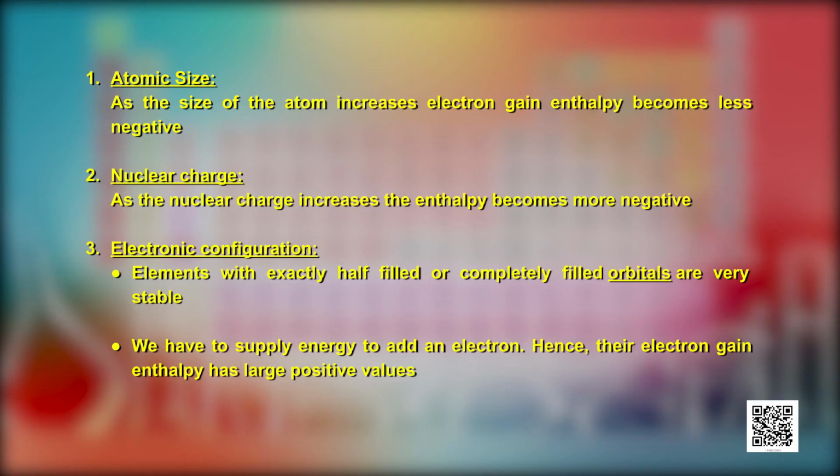Students, can you tell why it is positive? The atoms of these elements have completely filled subshells. As a result, there is no room in their valence orbitals and the additional electron has to be placed in an orbital of the next higher shell. As a result, energy has to be supplied to add an additional electron.